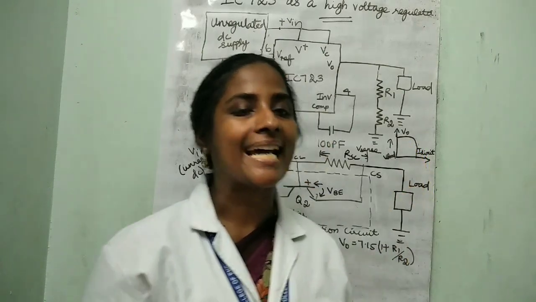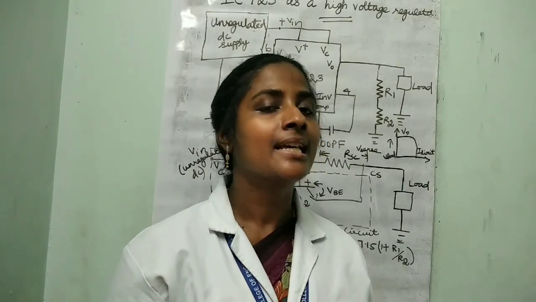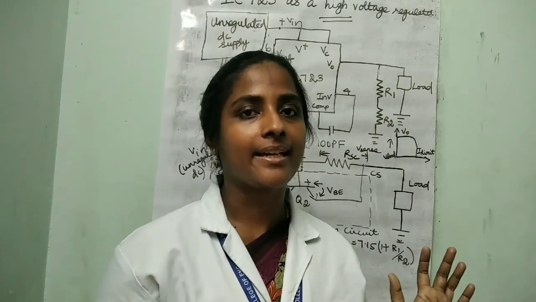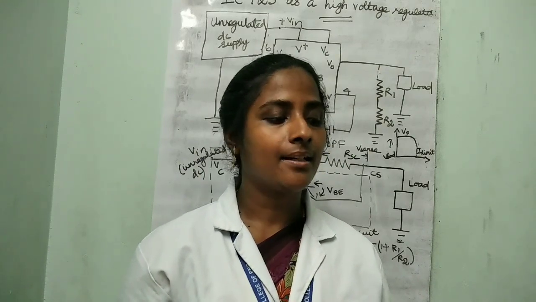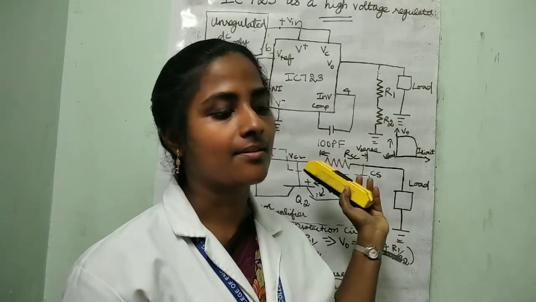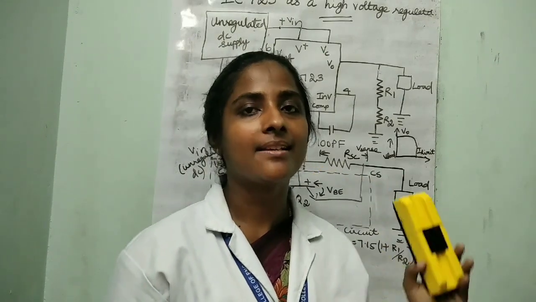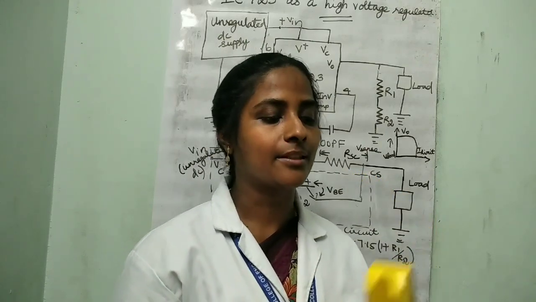The current limit is set by connecting the external resistor RSC between the terminals CS and CL. The CL terminal is connected to the output terminal V0, and the CS terminal is connected to the load.